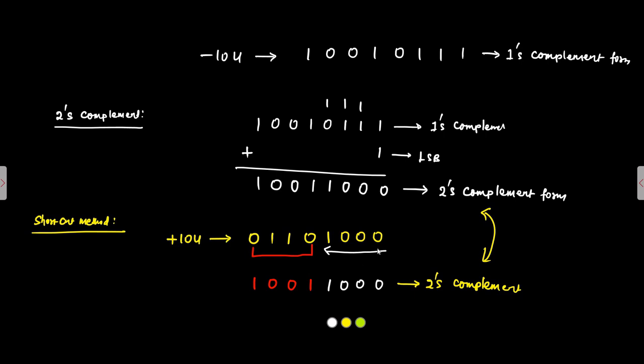You start with the LSB and move towards the left until you arrive at the first 1 bit. You copy the bits as it is up to the first 1 bit, including the first 1 bit, and after that the remaining bits you take the 1s complement, you invert them. So we'll get the 2s complement directly. Or if you don't remember this trick, you can use the usual method, that is first take the 1s complement and then add 1 to the LSB. Either way you will get the same result.